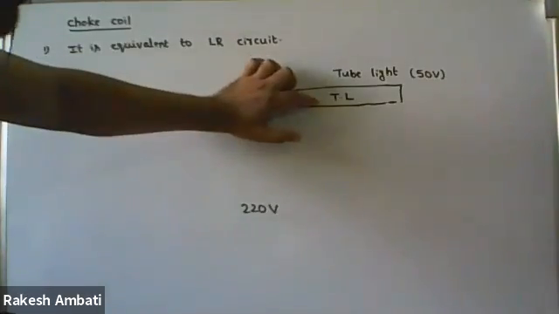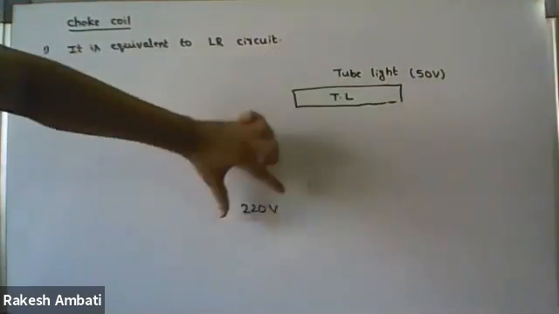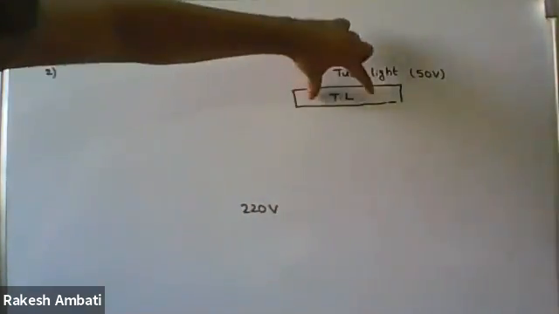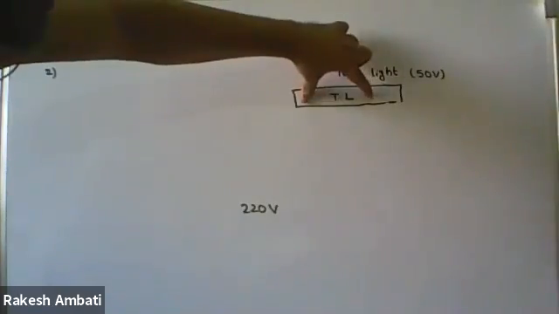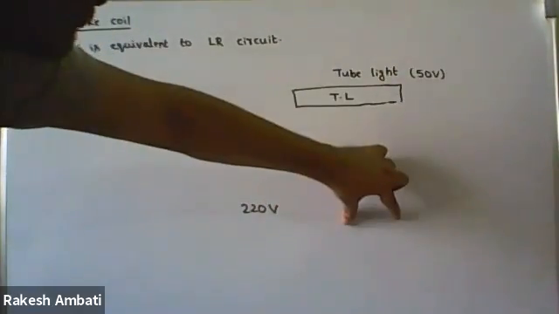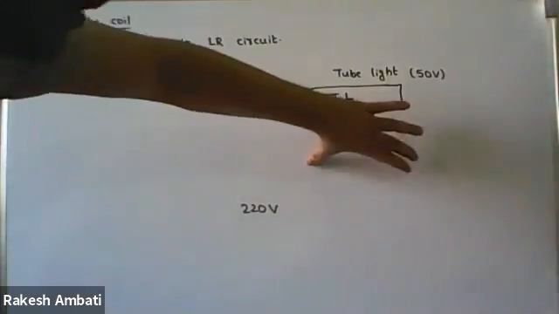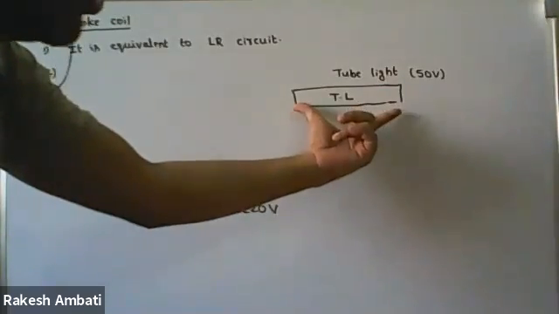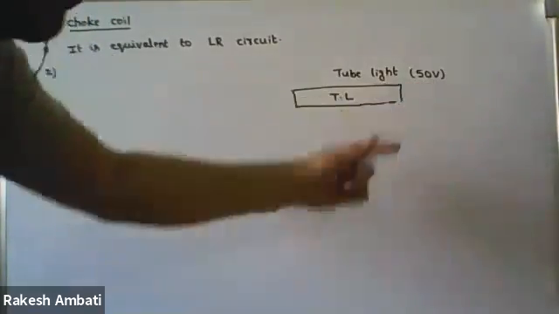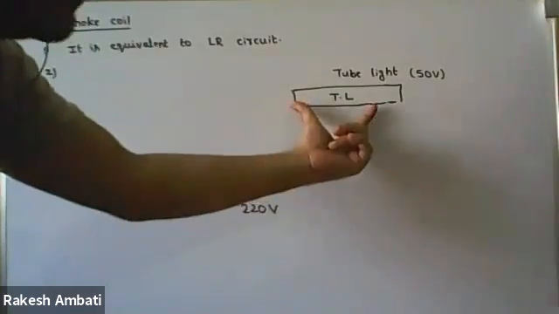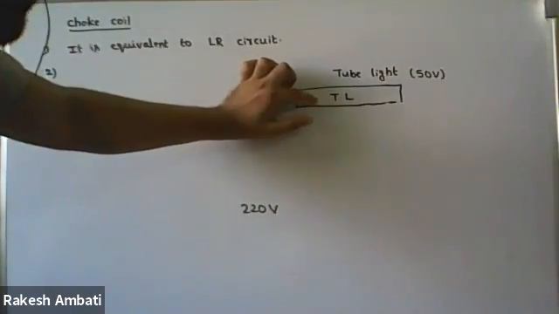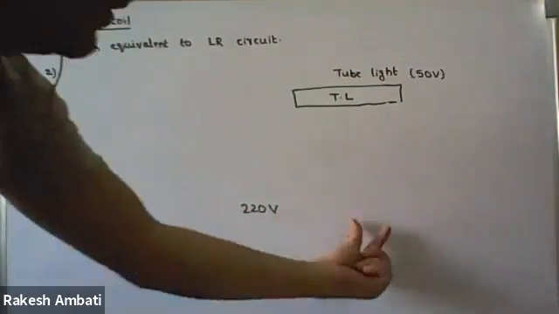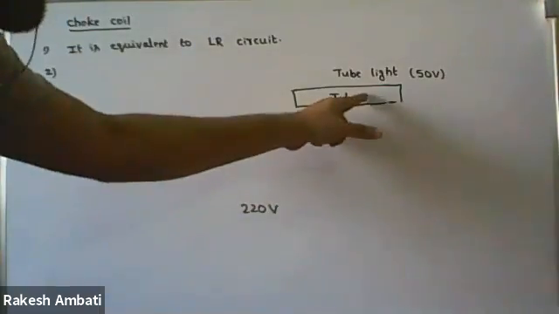In the same way, the tube light is also connected in parallel. The main supply is 220 volt, and the tube light is connected in parallel to it. In a parallel combination, the same potential is present. That means this 220 volt is directly given to the tube light, but it works under only 50 volt. Because of the 220 volt, the tube light will short circuit.